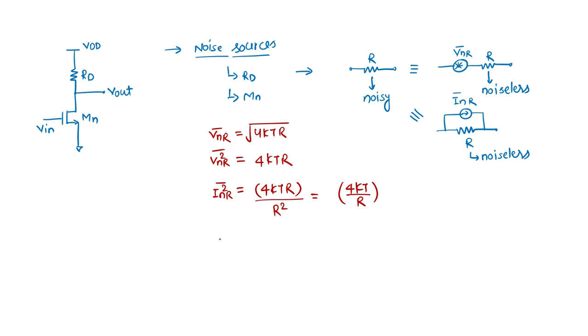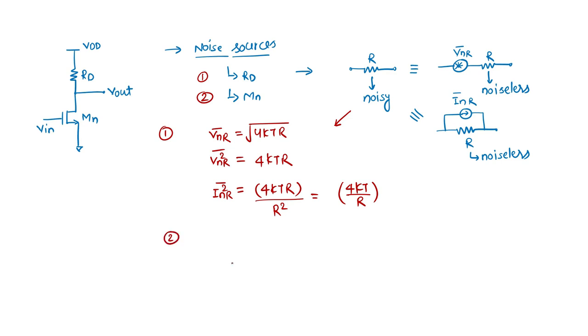Here we are using the RD, so we can simply write RD instead of R. Okay, so this is for any resistor in general. This is the expression for noise. Now the other expression that we want to see is for noise sources. One is a resistor. Resistor is done. Now the second, this is 1, this is 2, Mn.